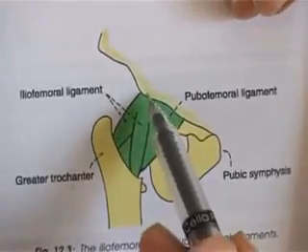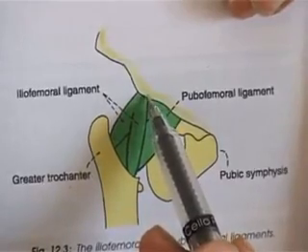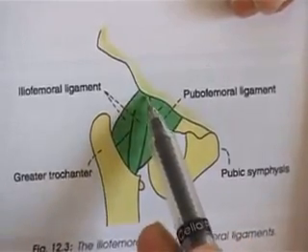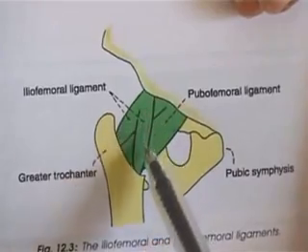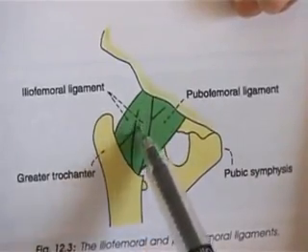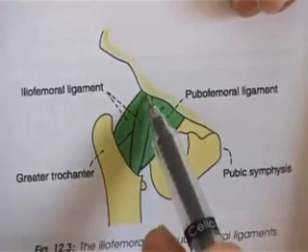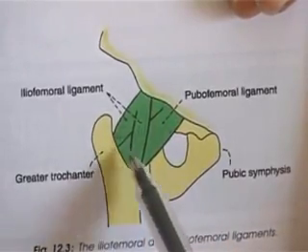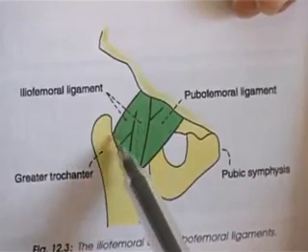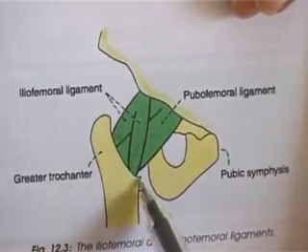The anterior inferior iliac spine. In its lower part, it gives attachment to a very strong ligament, the iliofemoral ligament. It is inverted Y-shaped. The apex is attached to the anterior inferior iliac spine, and by its two ends it is attached to the two parts of anterior intertrochanteric line of femur.